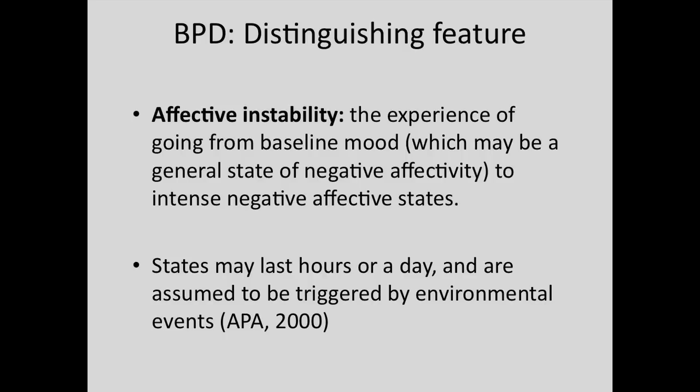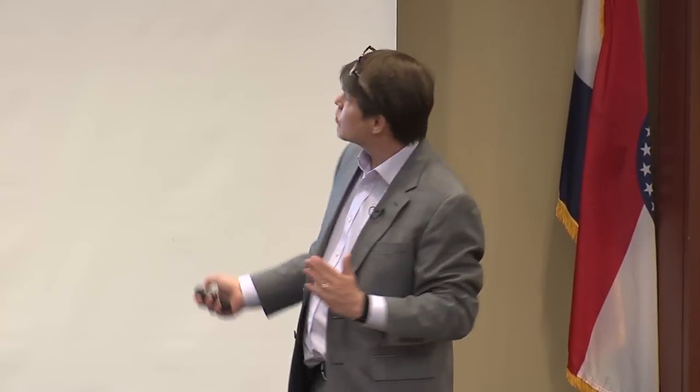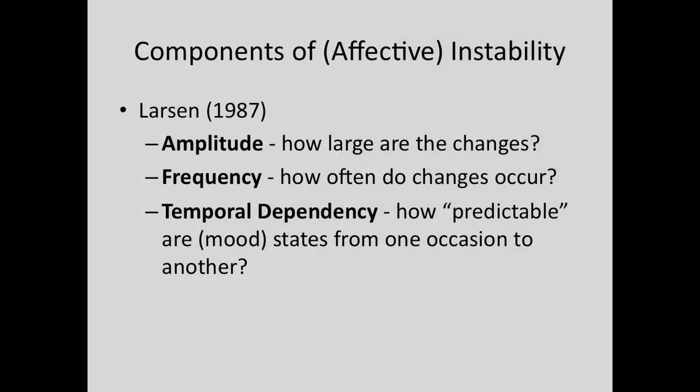So with affective instability and BPD, what we see is that typically there's a general state of negative affectivity, and then we have spikes in negative affect, usually hostility, fear or panic, and then sadness. These states can last hours or a day and are assumed to be triggered by environmental events, interpersonal stuff, potentially. Now, I'm going to talk about affective instability, but you could talk about interpersonal instability as well here.